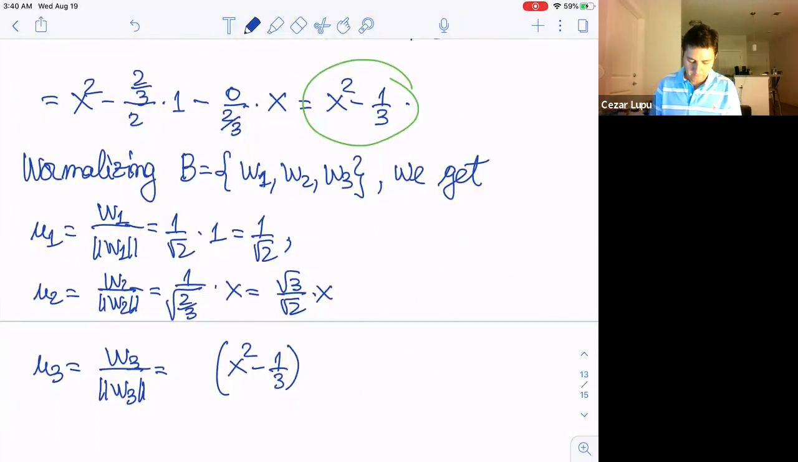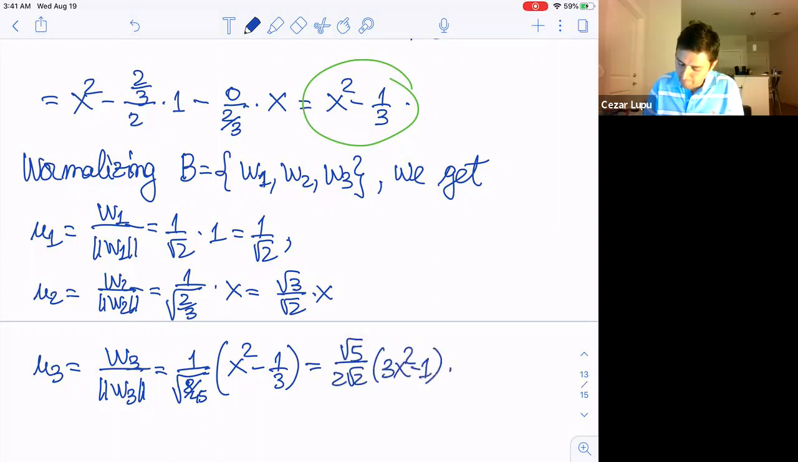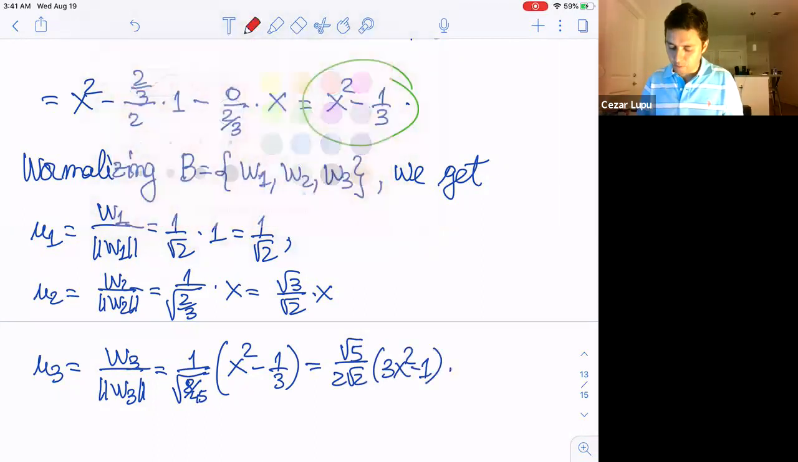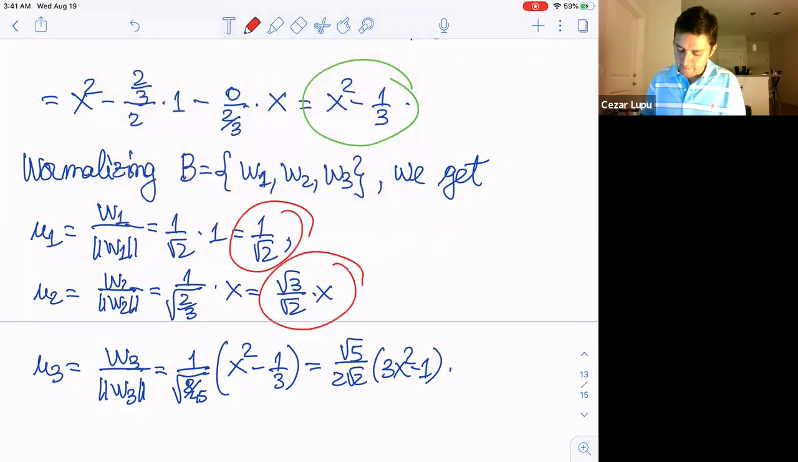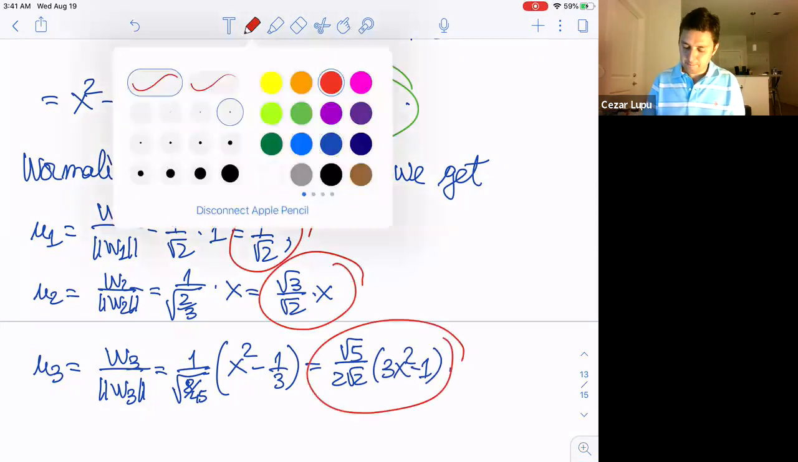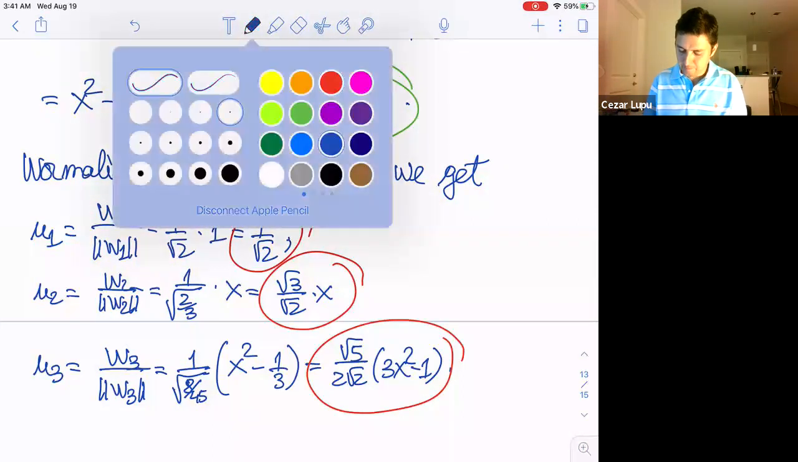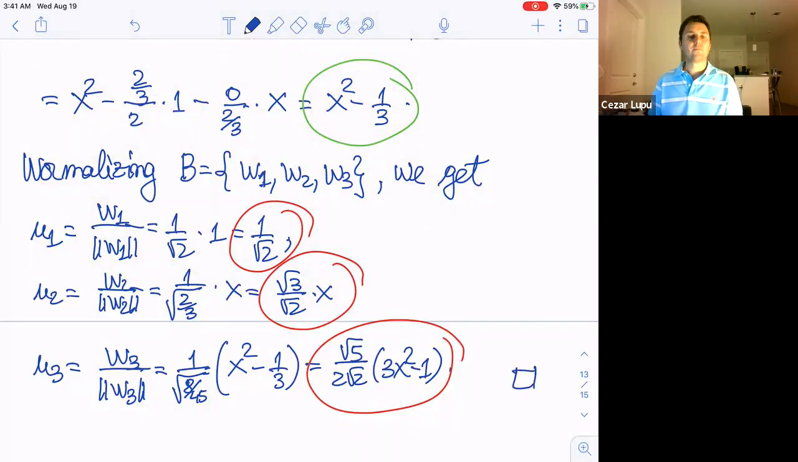Okay, I think this should be 1 over 8 over 45, I think, if I'm not mistaken. Anyway, so this will give us 3x square root of 5 over 2 square root of 2 times 3x squared minus 1. Okay. So now we produce, finally, an orthonormal basis. That's it. Right?